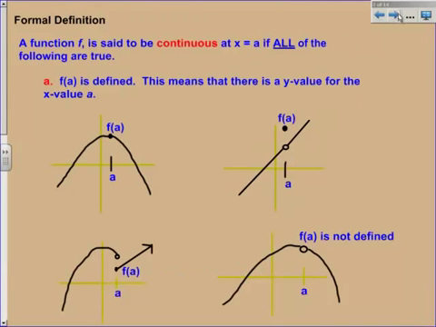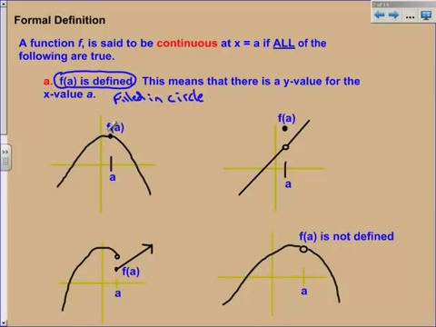Okay. We're going to go through a formal definition now. There are 3 things that have to be true for a function to be continuous, and all 3 of these things have to be true. First of all, f of a has to be defined. Now let me tell you what that means. You have to have a filled-in circle at x equals a. So let's go through these examples and see if f of a is defined.